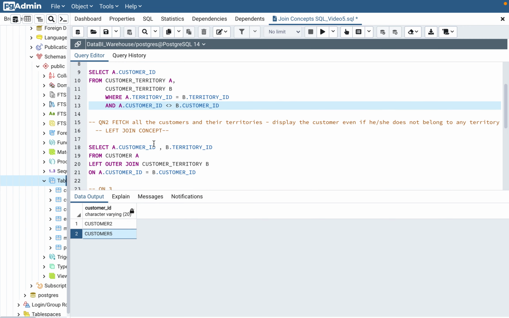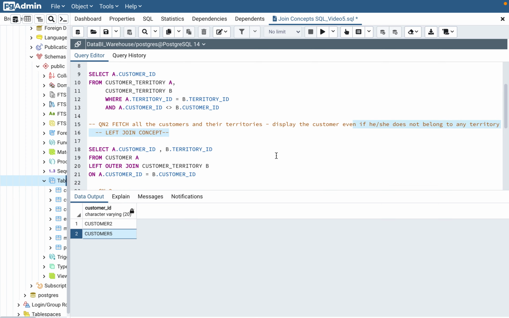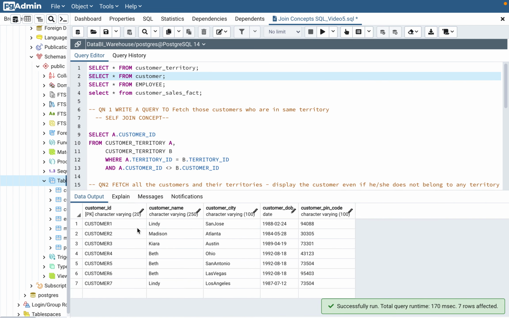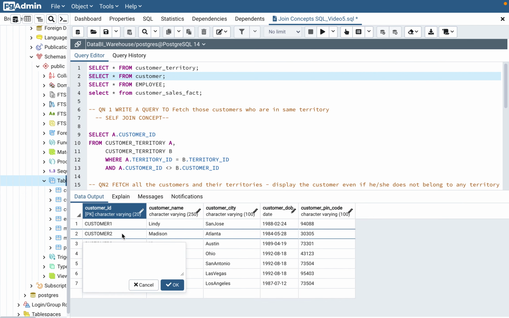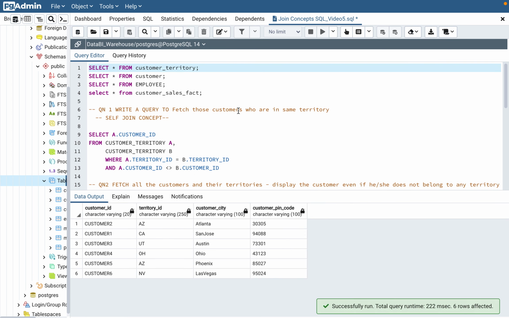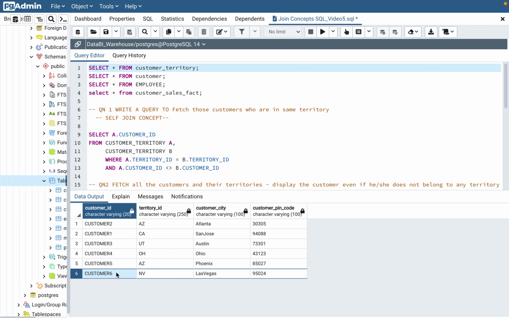The second question, let's move on to the other concept. Fetch all the customers in the territory, and display the customer even if he or she does not belong to any territory. So here, if you see the customer table, you have customers 1 2 3 4 5 6 7, and each customer should have the territory ID. If you look at this table, you don't have a territory ID for customer 7.